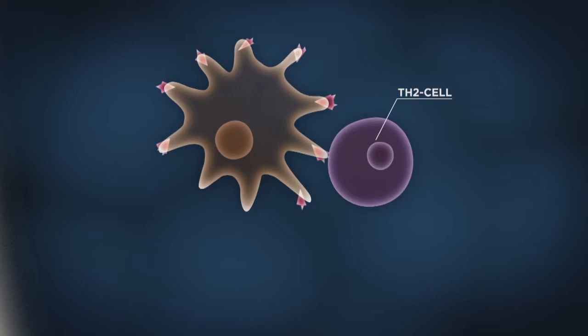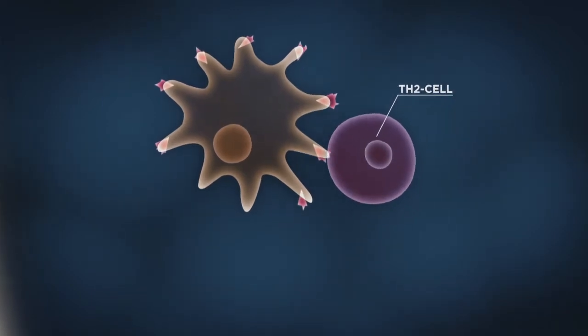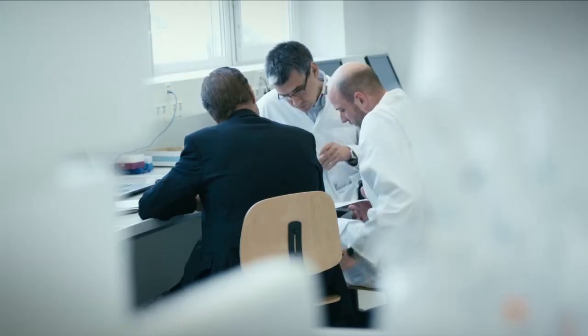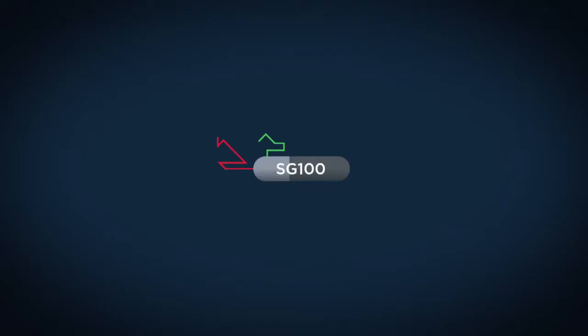But how to achieve this? What no one has achieved so far. S-Target's answer to that challenge is a drug called SG100. SG100 is a drug based on a completely new concept. It's based on the capacity of plasmacytoid dendritic cells to produce a cocktail of cytokines that will redirect Th2 cells to become normal, healthy Th1 cells.